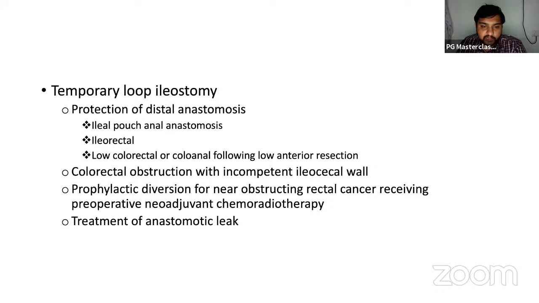It is used for prophylactic diversion for near obstructing rectal carcinoma receiving preoperative neoadjuvant chemoradiotherapy. We are planning to do surgery after locoregional control by neoadjuvant chemoradiation. Then if the patient has rectal carcinoma which is obstructing, we just do ileostomy as the first procedure, go for chemoradiotherapy, and then after neoadjuvant chemoradiotherapy, we go for the definitive procedure.